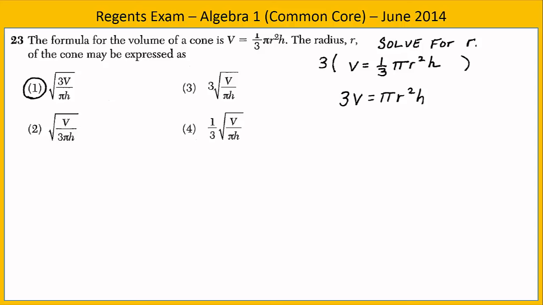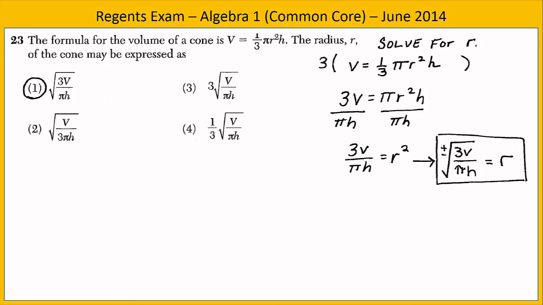To solve for r, we divide both sides by pi h. That leaves us 3V over pi h equals r squared. But we're not quite done yet because we need to solve for r, and r still has a squared. Remember, the inverse of squaring is taking the square root, so we take the square root of both sides. Which choice matches? Well, r equals the square root of 3V over pi h, choice 1.